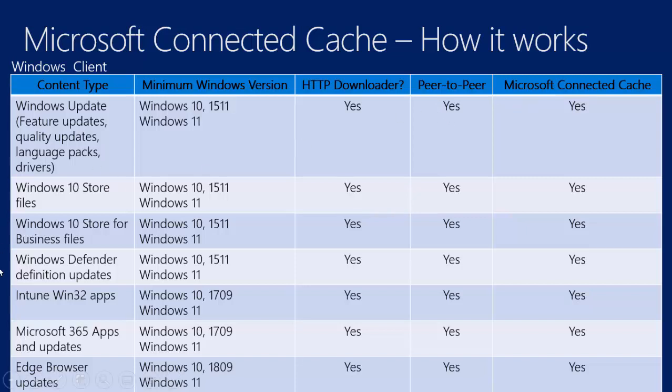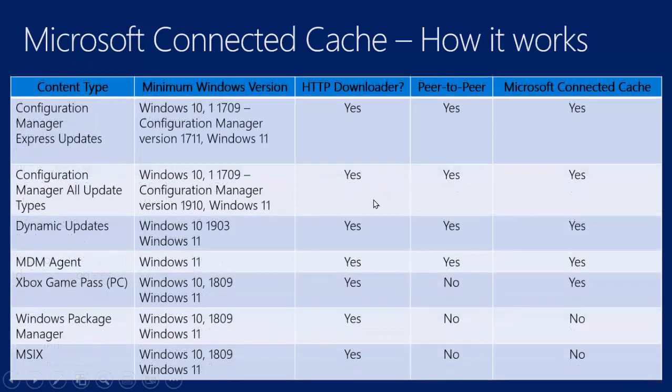On this first page, all of the content types shown here are supported across all three. On the next page, that's not true. The ones up top all the way are, but as we get down to things that you don't care about in a corporate environment, like Xbox Game Pass, it's not going to be supported for peer-to-peer. Interestingly, it's supported for Microsoft Connected Cache.